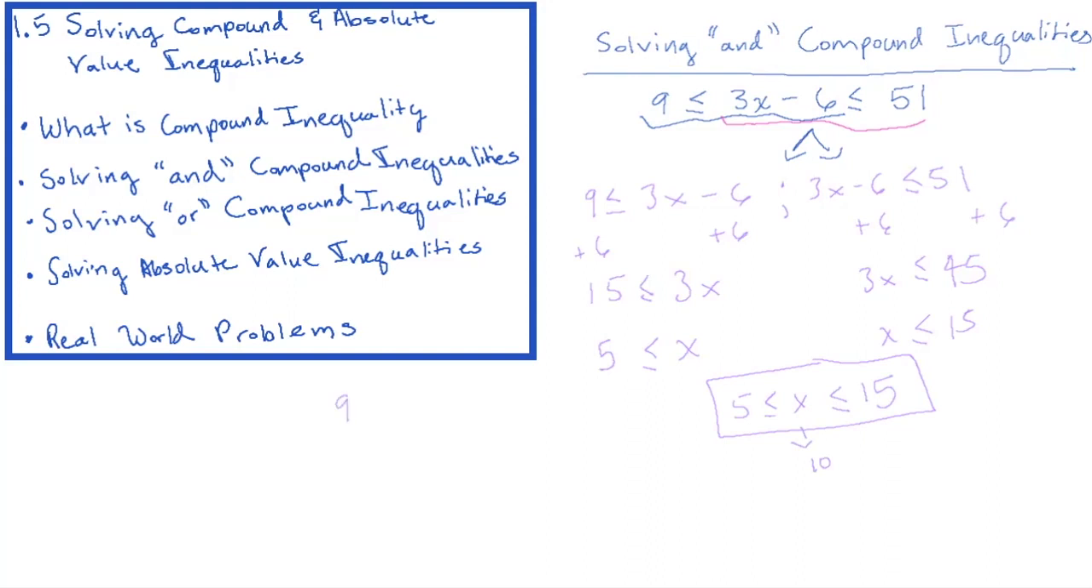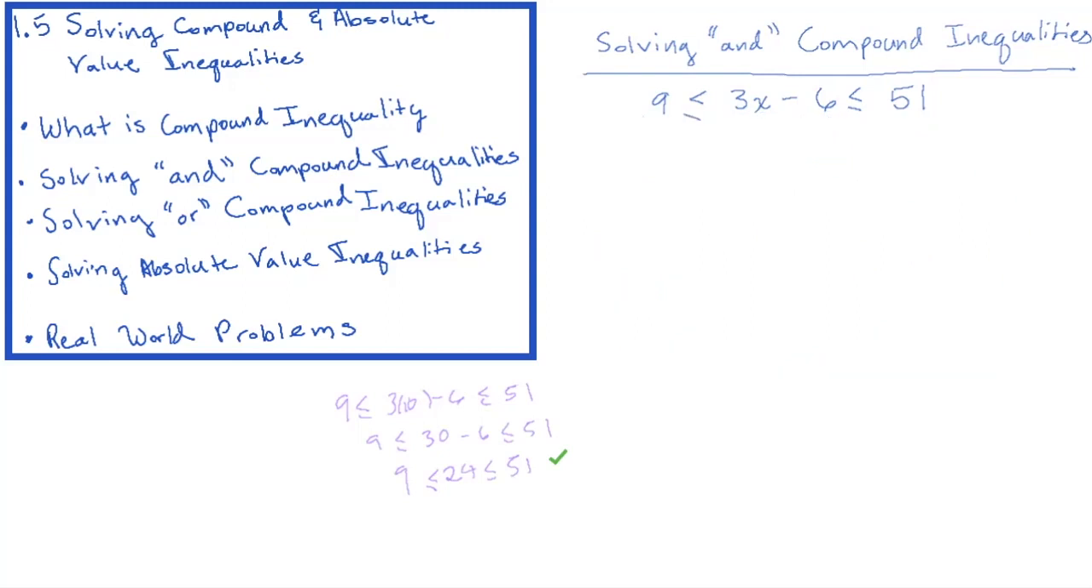So we would then have 9 is less than or equal to 3 times 10 minus 6, which is less than 51. So you end up with 9 less than or equal to 30 minus 6 less than 51. 30 minus 6 is 24. So it does check out. 9 is definitely less than 24, and 24 is less than 51. So it checks out.